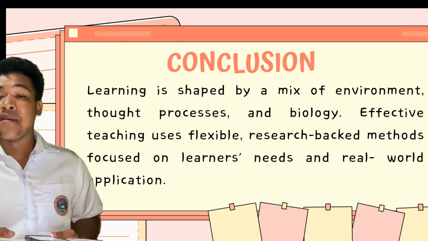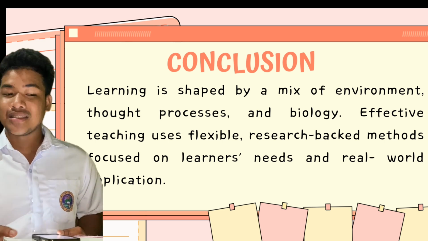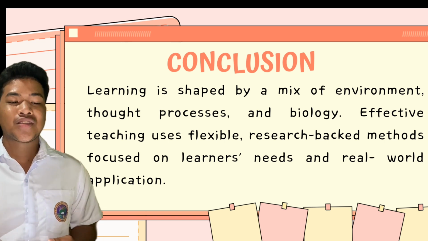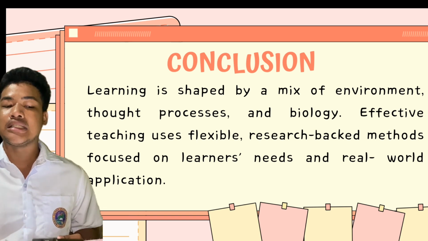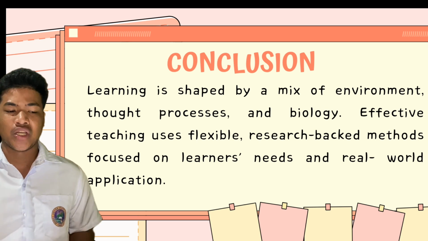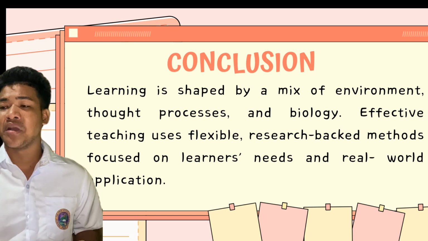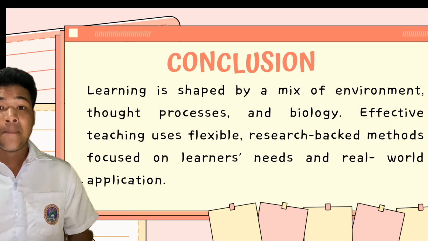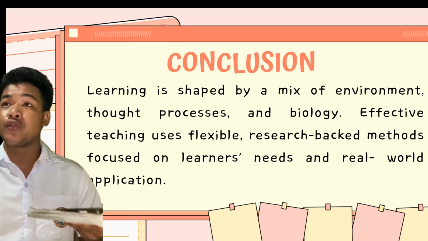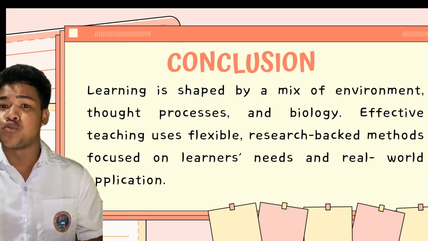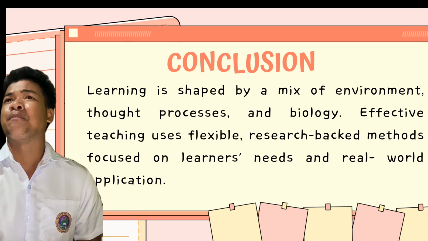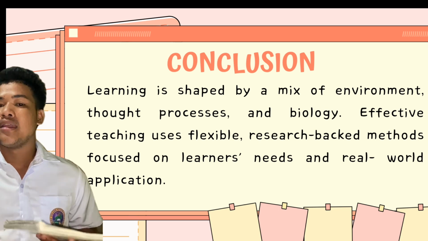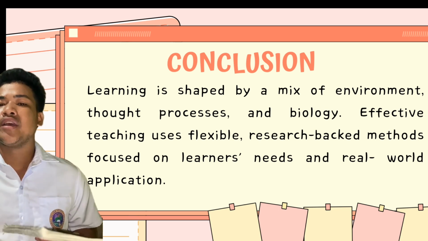learning is shaped by a mix of environment, thought processes, and biology. Effective teaching uses flexible, research-backed methods focused on learners' needs and real-world application. Learning is shaped by a mix of environment. It could be in school, in a church, or at your home, because learning is everywhere. We can learn from our parents, our friends, and different people, because learning is not inherent, as I said earlier. It can be constructed through interaction.